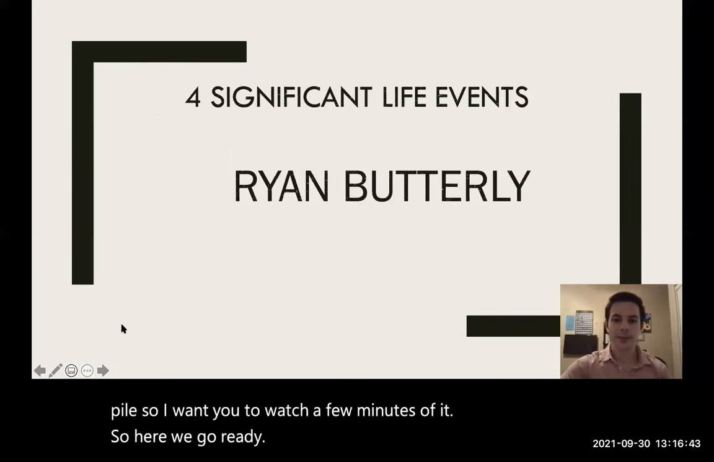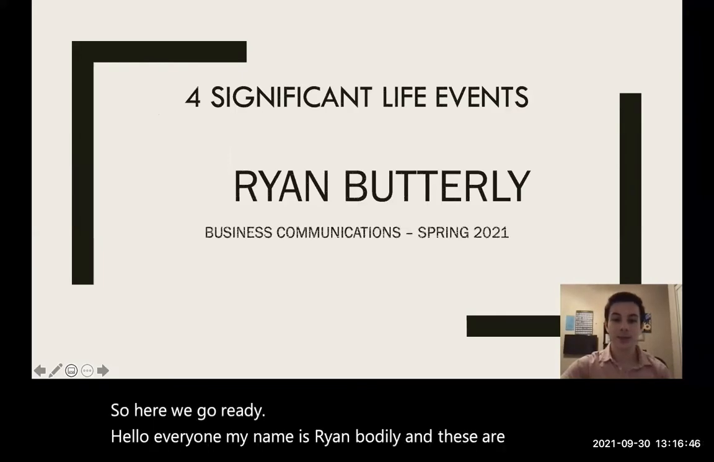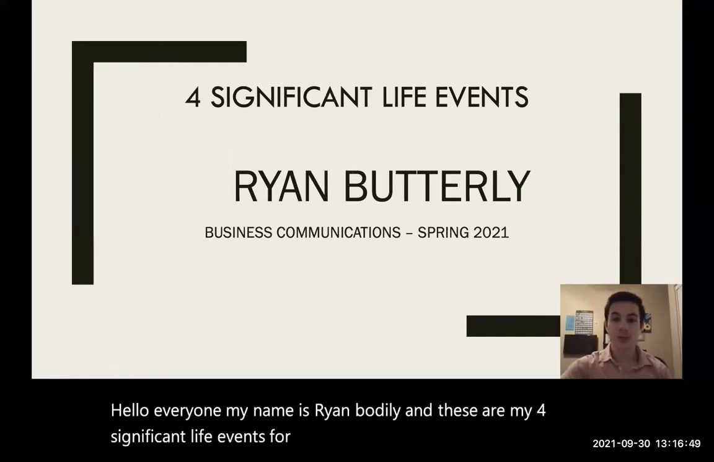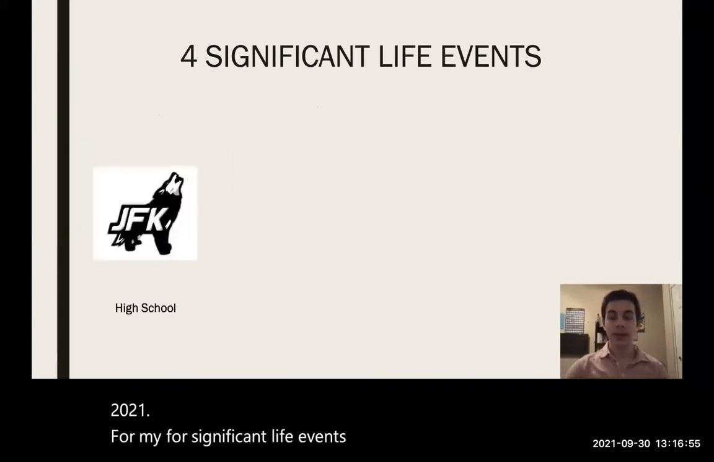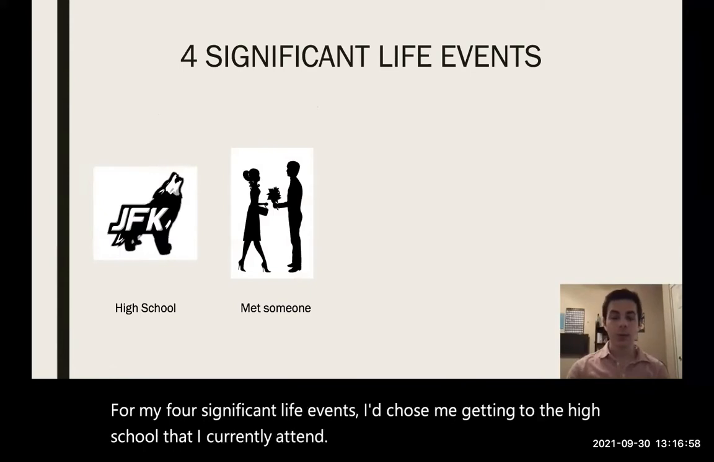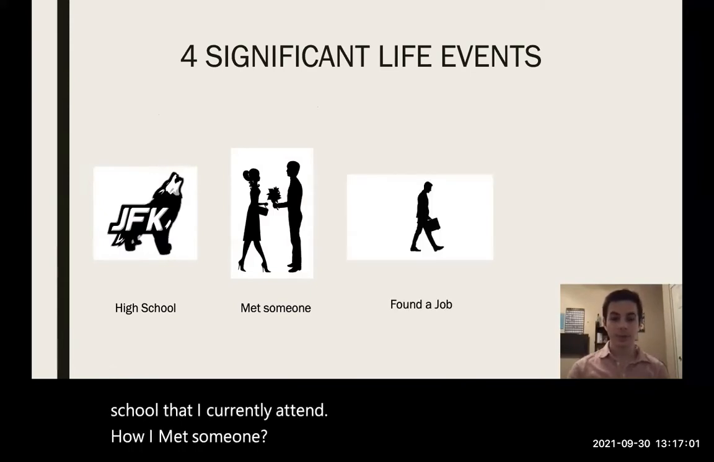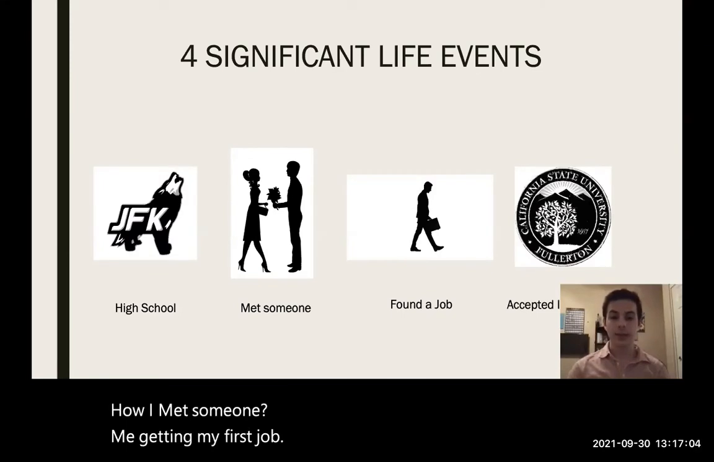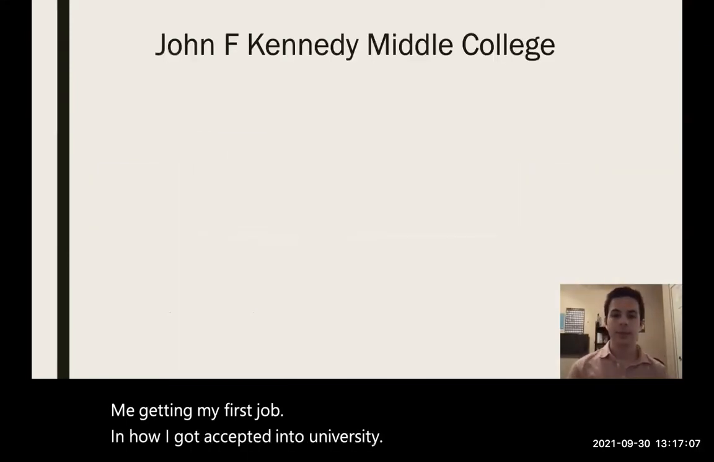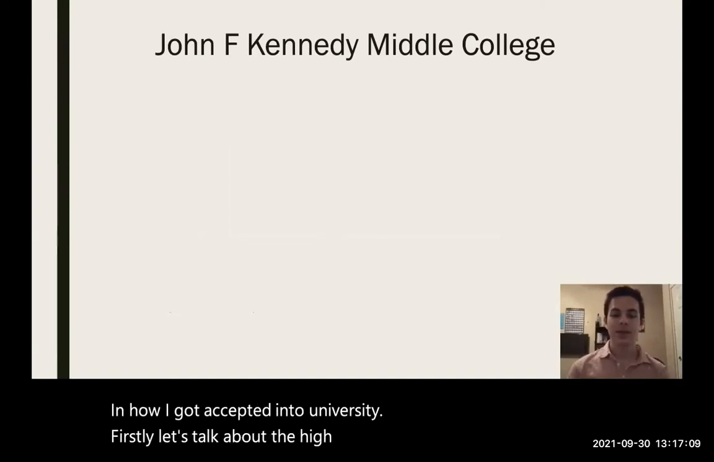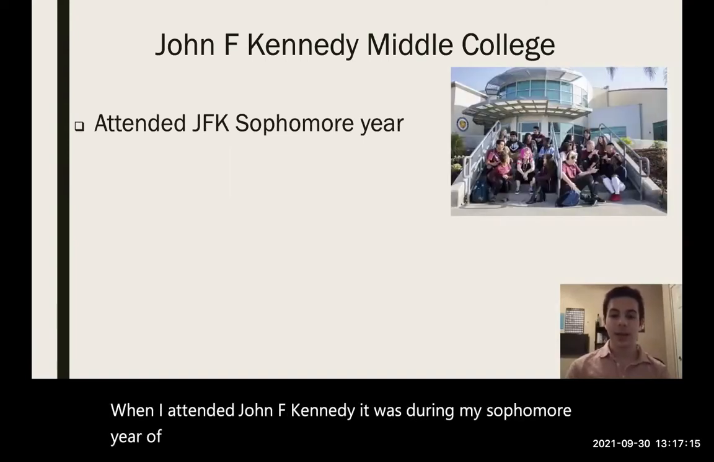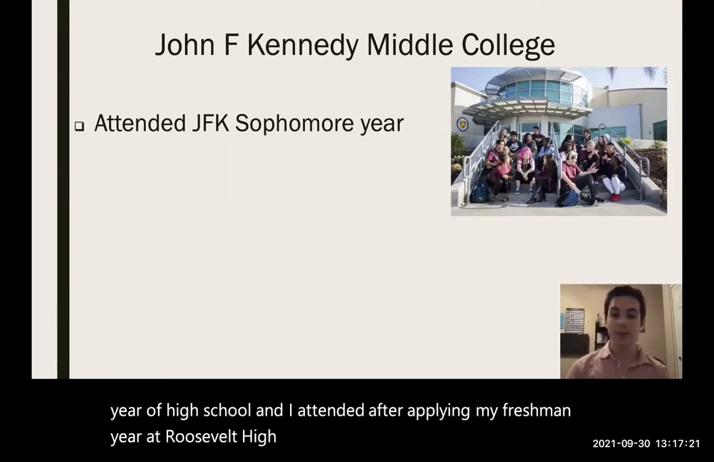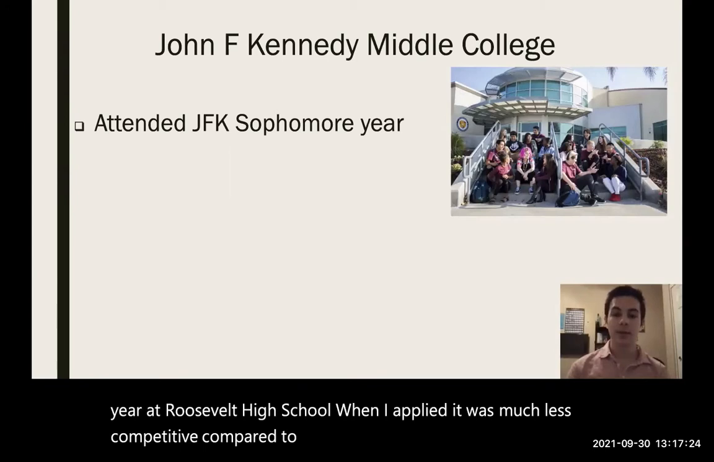Hello, everyone. My name is Ryan Butterly, and these are my 4 significant life events for business communications in spring 2021. For my 4 significant life events, I chose me getting to the high school that I currently attend, how I met someone, me getting my first job, and how I got accepted into university. Firstly, let's talk about the high school I got into, John F. Kennedy Middle College High School. When I attended John F. Kennedy, it was during my sophomore year of high school. And I attended after applying my freshman year at Roosevelt High School. When I applied, it was much less competitive compared to now, where people are having to be raffled to get into the high school.